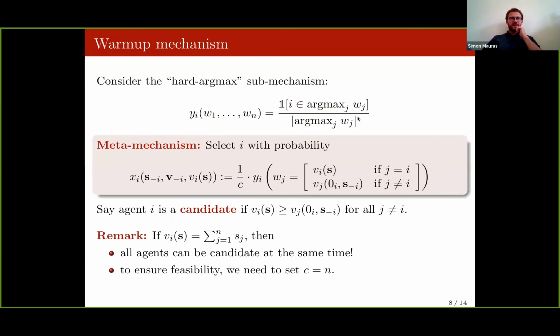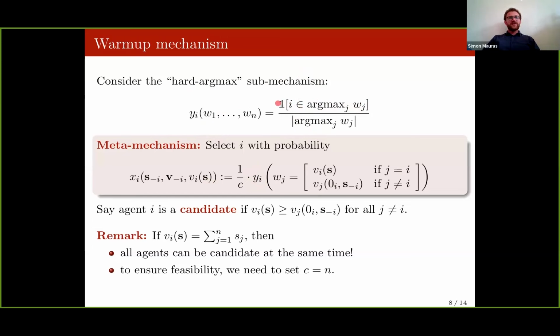Okay, so I said that we're going to use this mechanism, and I also said that it can be understood as a soft max. But one question is, what happens if we use the hard max sub-mechanism? So hard max is just take someone if and only if they're the maximum weight, right? And maybe there are many of them, so we'll just allocate to one maximum at random. That's what this expression is doing.